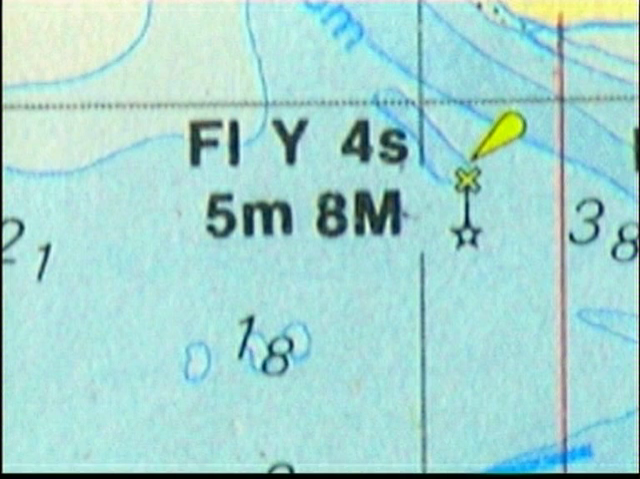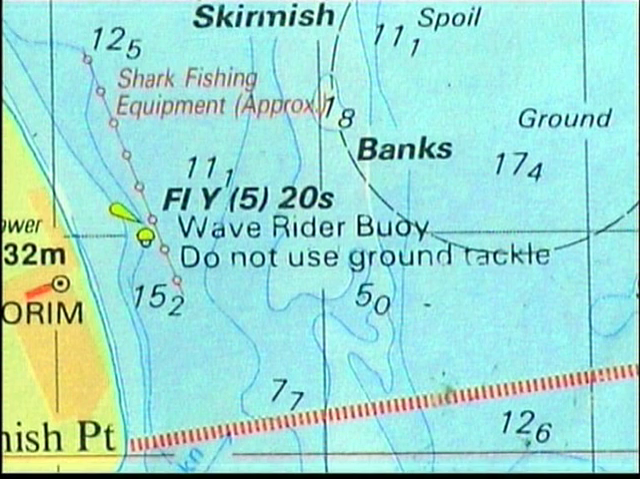You can see here we're looking at a special mark. This one says flashing yellow every 4 seconds. The light itself is 5 metres above the high water mark, and you can see that light in good visibility for 8 nautical miles.